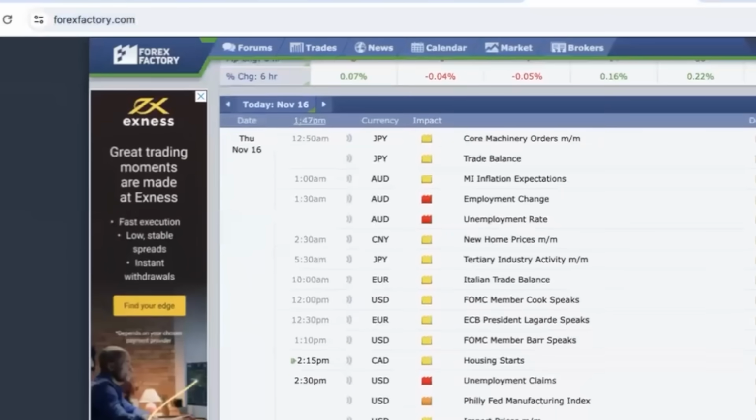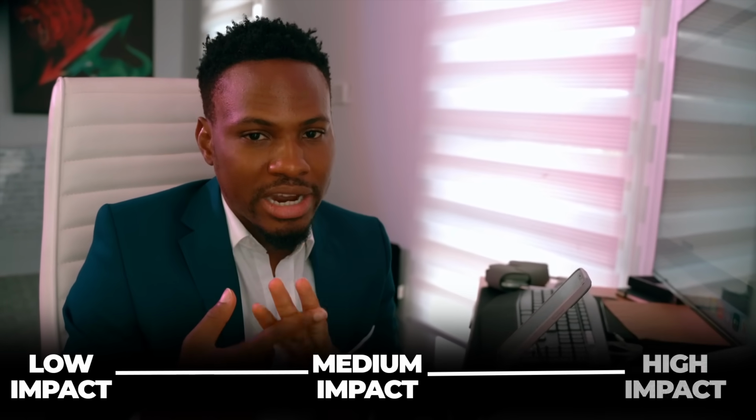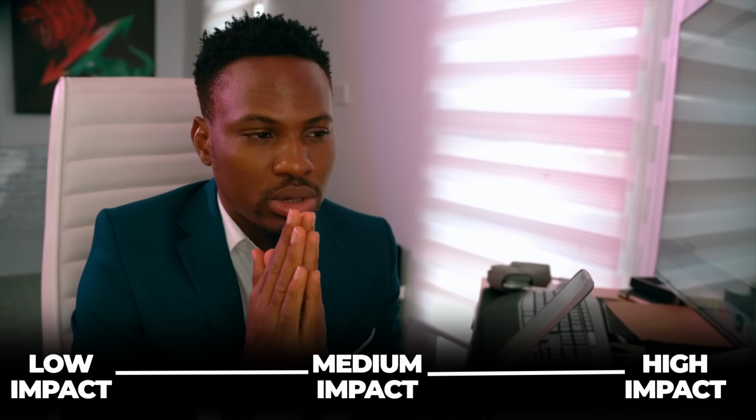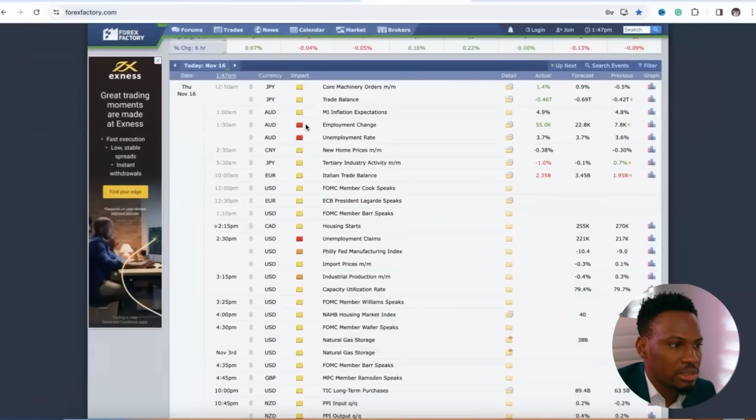The basic thing you have to look out for is the impact. Day in, day out, we have various news impacts such as low impact, medium impact, and high impact. You want to start looking out for high impact, and that one is depicted with this red folder, like this one right here. These are the high impact. As at 1:30 a.m., the Australian dollar had a high impact news of employment change as well as unemployment rate.